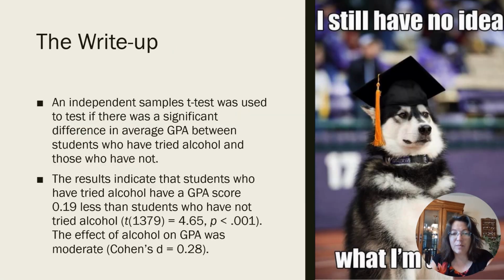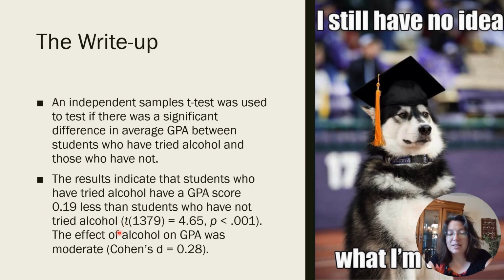So the way that we would write this up is that an independent samples t-test was used to test if there was a significant difference in average GPA between students who have tried alcohol and those who have not. The results indicate that students who have tried alcohol have a GPA score 0.19 less than students who have not tried alcohol. So this is where I'm reporting my mean difference.